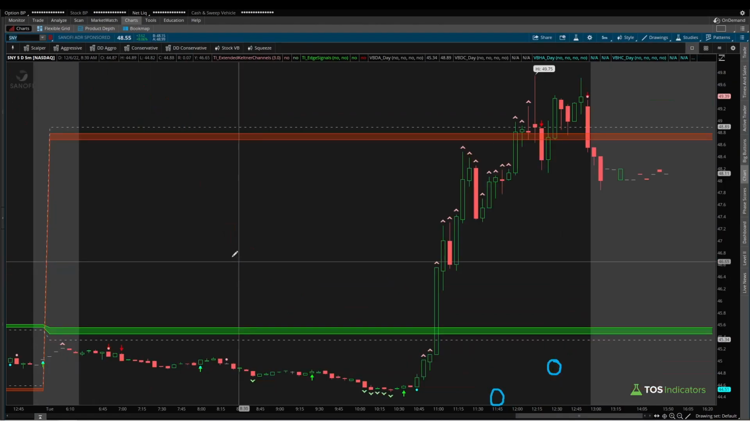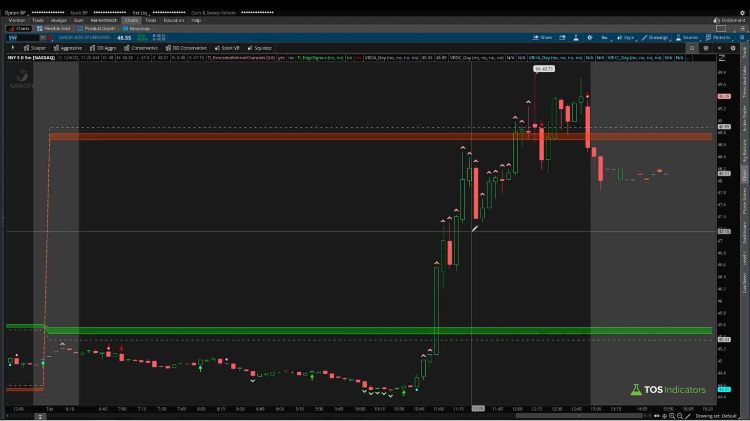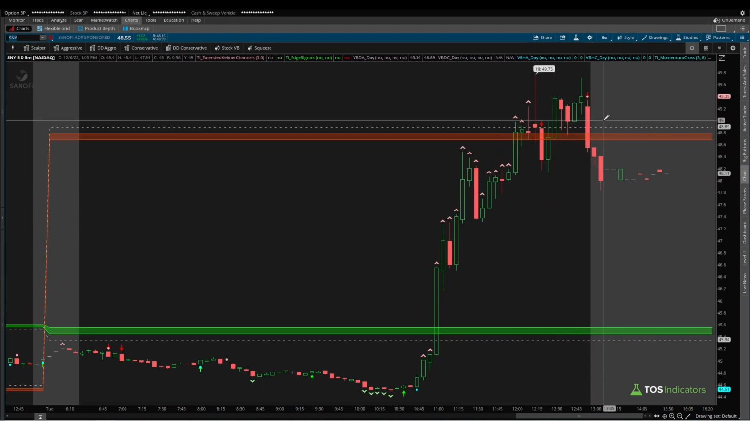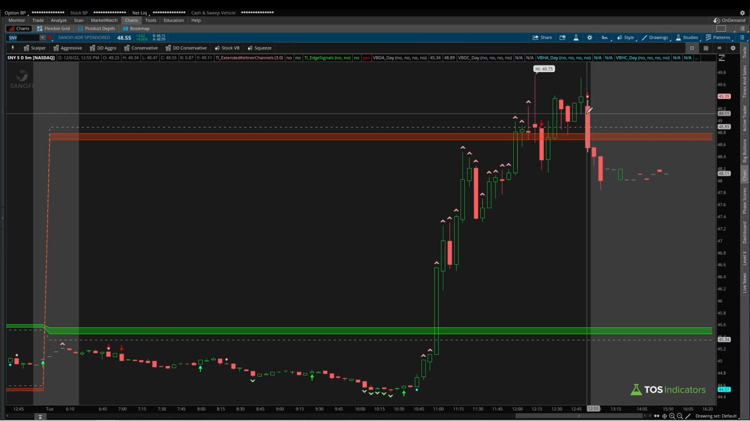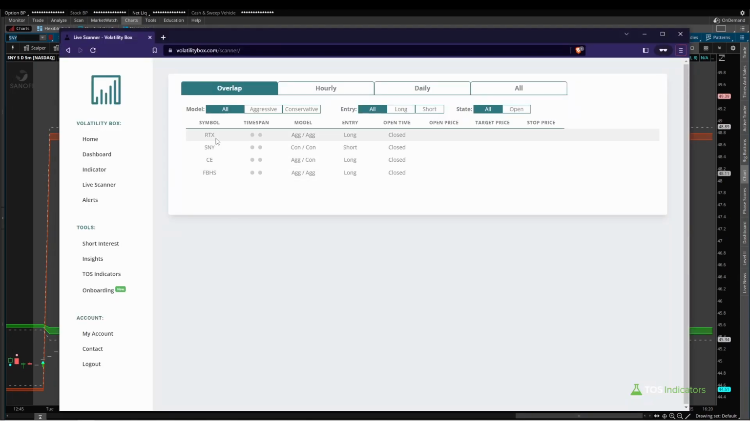Next up, SNY. This stock was a bit of an oddball in which we actually had a massive move up where we blew through the volatility box clouds. No real trade opportunity at all here. We didn't even have the full setup being met, even if you were looking to trade this crazy volatility, until the final bar of the market. So SNY, no trade setup there.